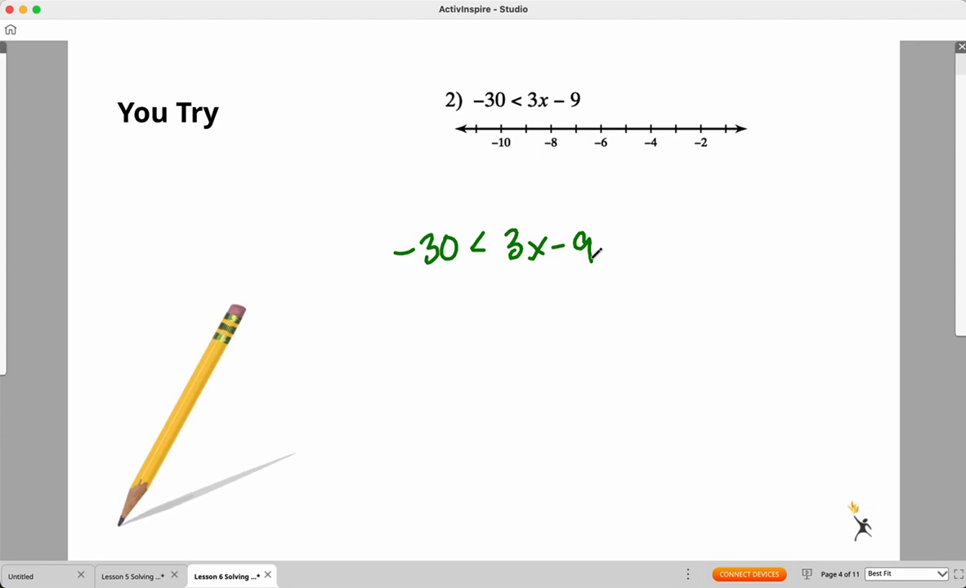All right. Now let's take a look at this one. The tricky part on this one is not the solving, it's the graphing. So we're going to talk about this one. We did a few like this earlier, so hopefully you picked up on it. How do we get rid of negative 9? With a positive 9.